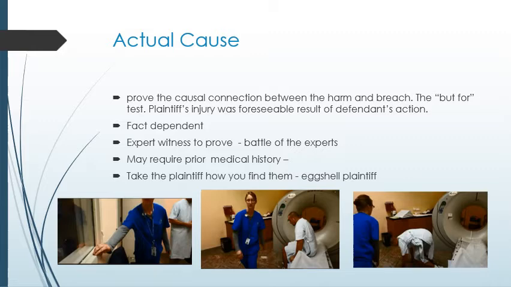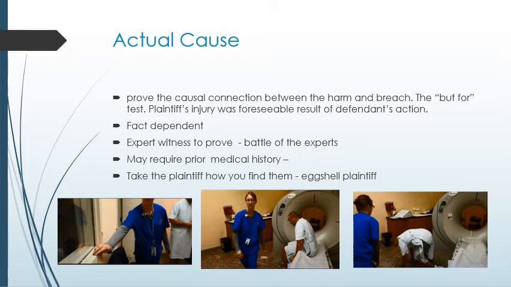So, actual cause. Let's talk about the actual cause, and it must be proven that there is a causal connection between the harm and the breach. In law, we've called it the but-for test. The plaintiff's injury was a foreseeable result of the defendant's actions, or but for the technologist's actions or inaction, the patient was injured. An obvious example would be if a technologist was taking a tabletop skull x-ray, for example, released all of the locks, and brought the collimator down on the patient's head. But for the technologist's action of releasing the locks and slamming the collimator into this poor patient's head, the patient would not have been injured.